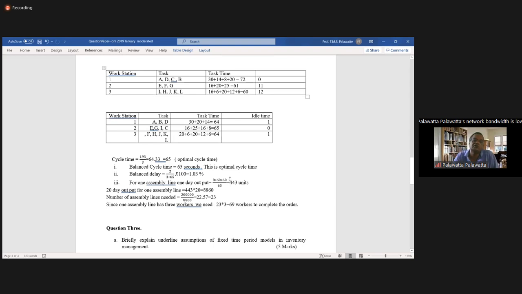So here this is going to be 400: 60 times 60 divided by 72 is 400. And then 20 days, 400 times 20 is 8,000. And then 200,000 divided by 8,000 is 25. Since one assembly line has 3 workers, 25 times 3, the answer is going to be 75. So that answer is correct, but it's not the optimal answer. The optimal answer is 69.